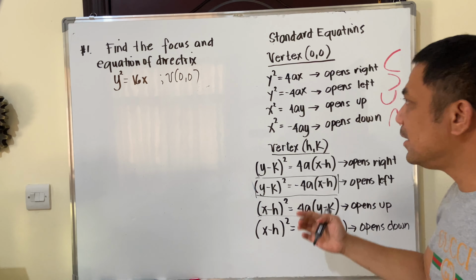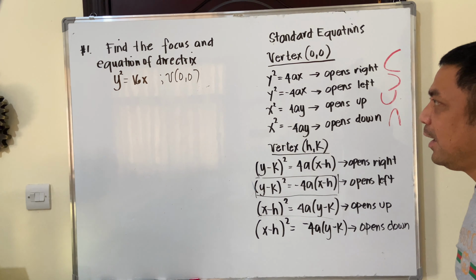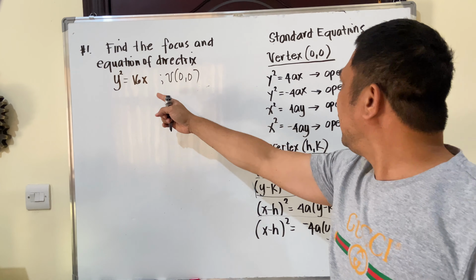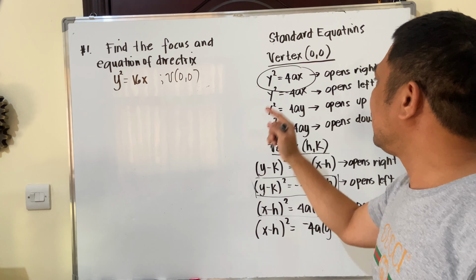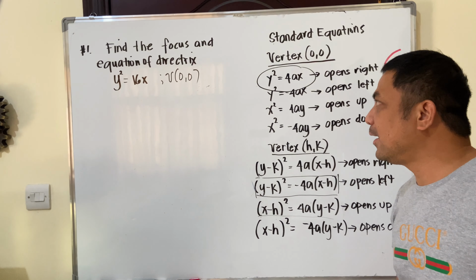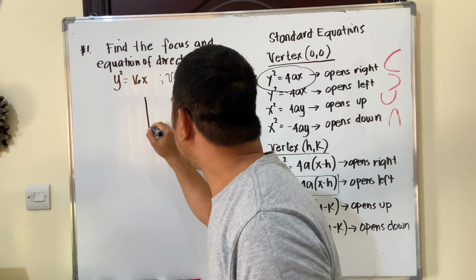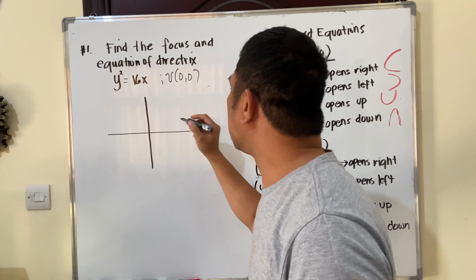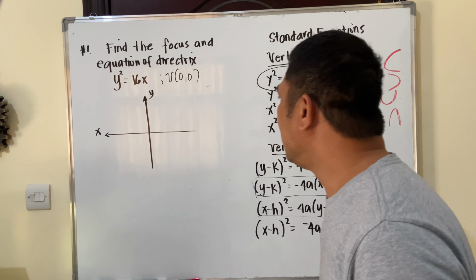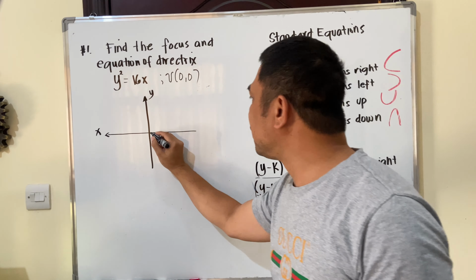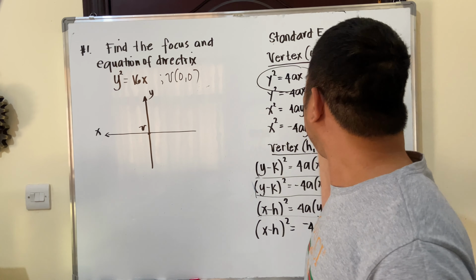Since it falls under these standard equations, our parabola is opening to the right, since it is like the equation y squared is equal to 4ax. Let's try to draw our parabola. This is our Cartesian coordinate system, so we have the y-axis and the x-axis, and the vertex is at (0, 0). The parabola is opening to the right.